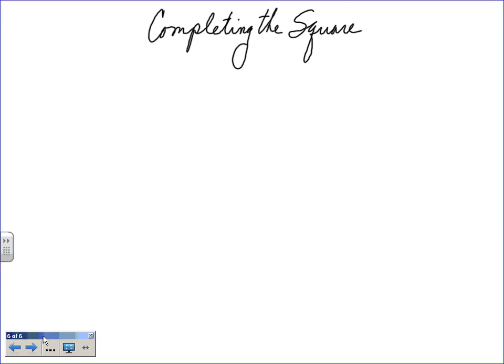One of the ways that we had... today, we're going to learn completing the square. Completing the square. All right. We might have had a problem that looked like this.